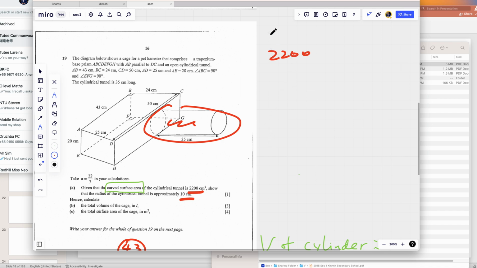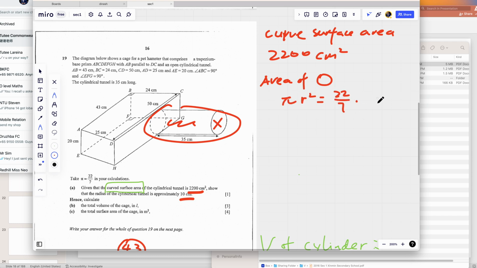Just write down curved surface area. This is given, by the way. And then you need to consider the area of the circle, right? Because now they want to find the entire surface area. So this is the circle. So you might want to write down the area of circle. So it's pi r square, right? So pi is 22/7. R is 10. So 10 square is 100.